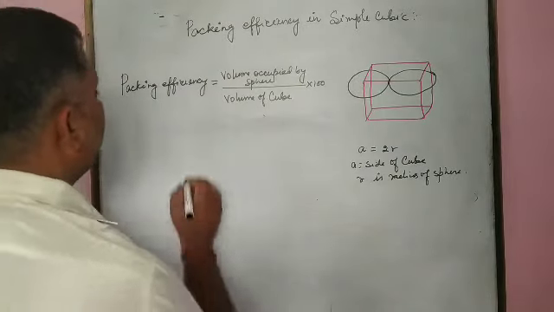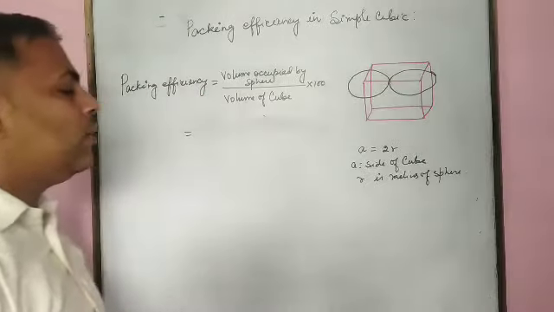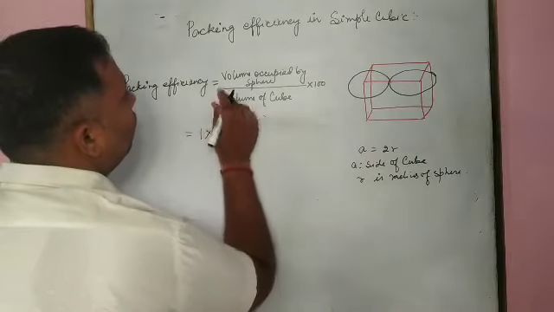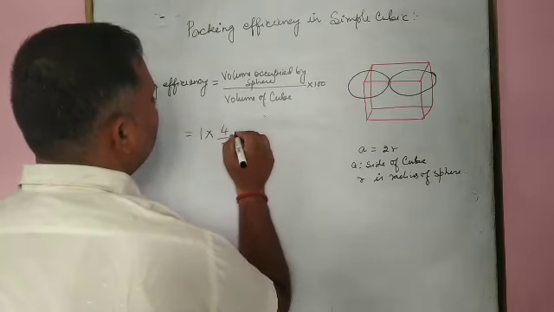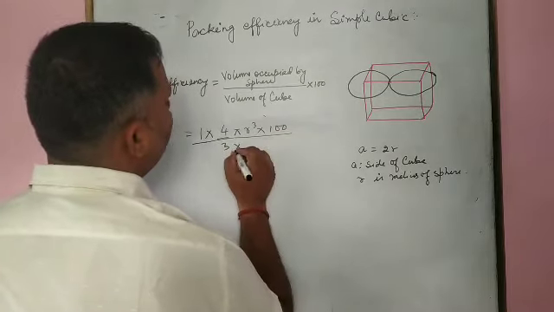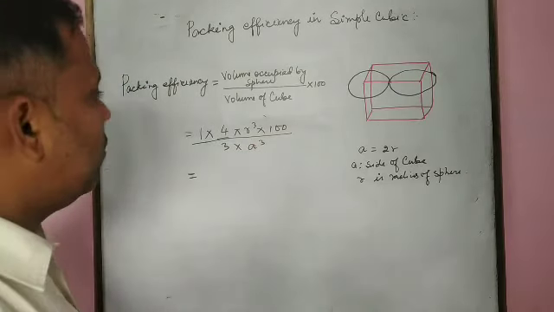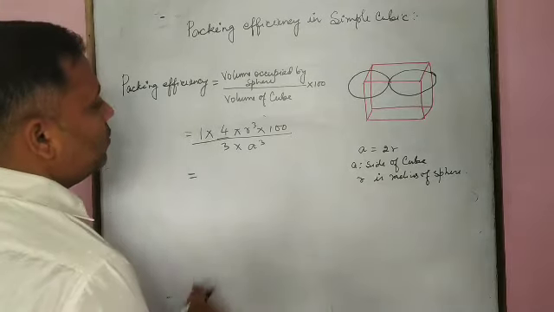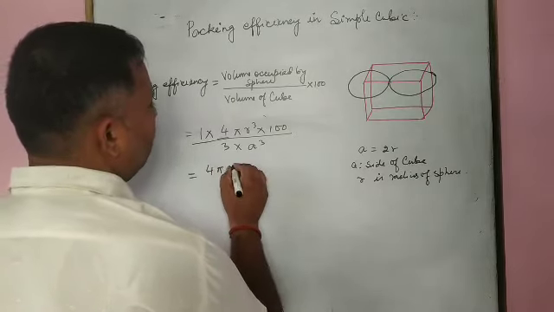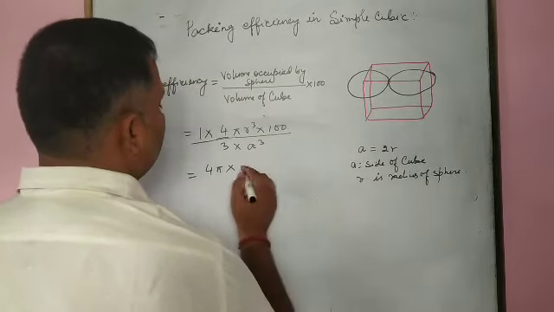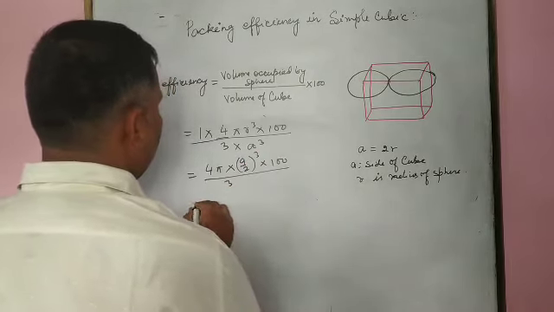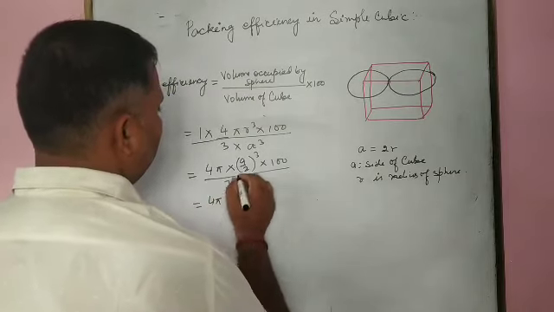Putting this relation, what we have? We know in case of simple cube, the atoms are present at the corners only. Therefore, we have one sphere. Volume occupied by a sphere is equal to 4 by 3 pi r cube into 100 divided by volume of the cube, which is a cube. For the next, we know a equals 2r, it means r equals a by 2.